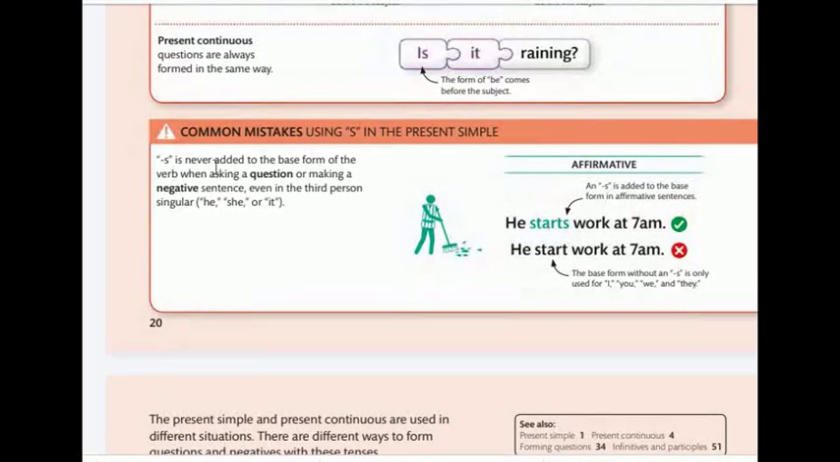Common mistakes. S is never added to the base form of the verbs when we ask a question or make a negative sentence, even in the third person singular. Affirmative: He starts work at 7 a.m. S is added to the base form in affirmative sentences. The base form without S is only used for I, you, we, and they.